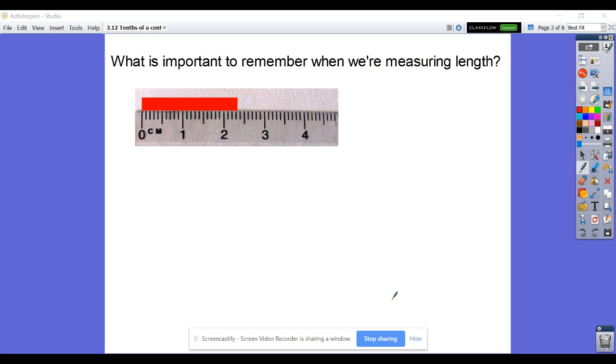Last time we talked about tenths of a meter, which meant 10 centimeter increments. Well, today we're going to talk about tenths of a centimeter. So you've probably seen a centimeter before. If you looked at a standard 12-inch ruler, there would be 30 centimeters on it.